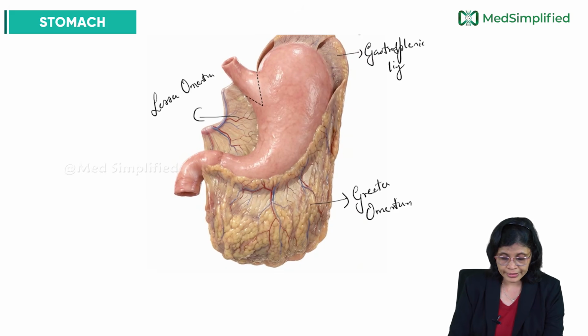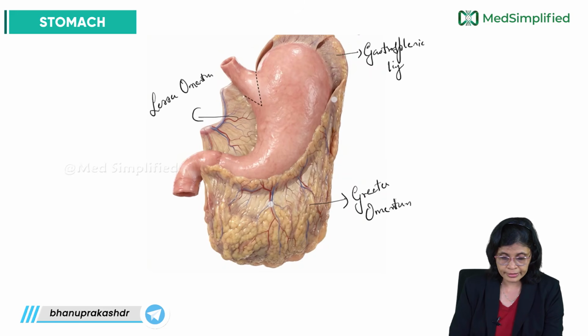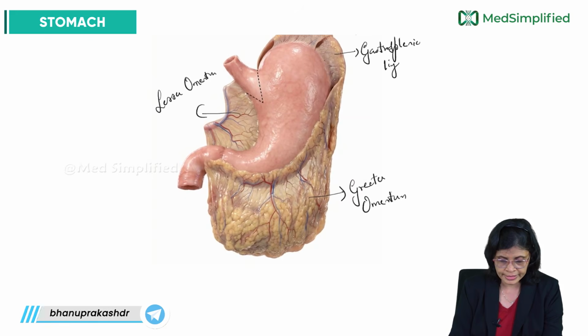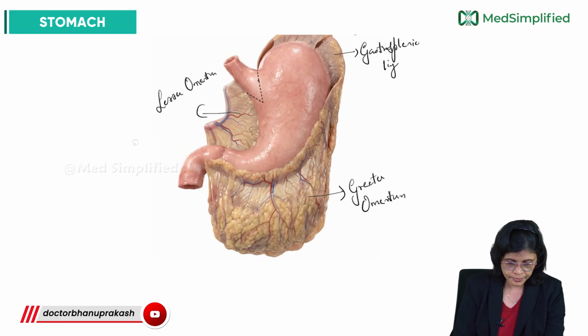Then the entire anterosuperior surface is covered by the peritoneum of the greater sac. On the right part, extending from the cardiac orifice up to the pyloric antrum, it will come in contact with the left lobe of the liver as well as the quadrate lobe of the liver.